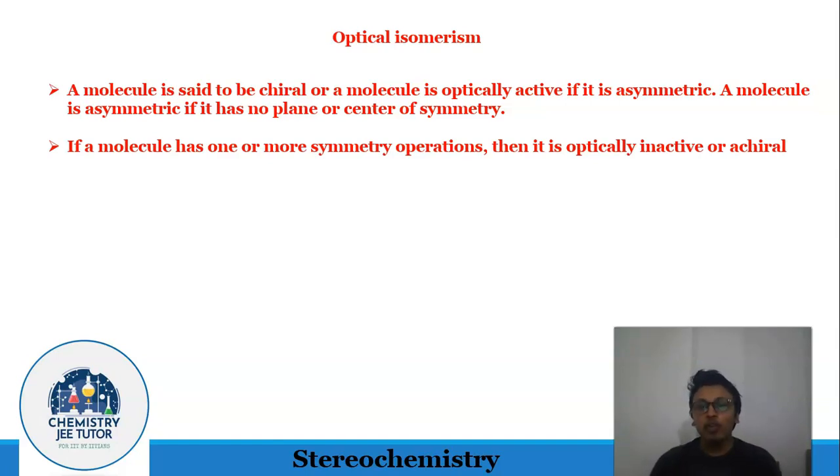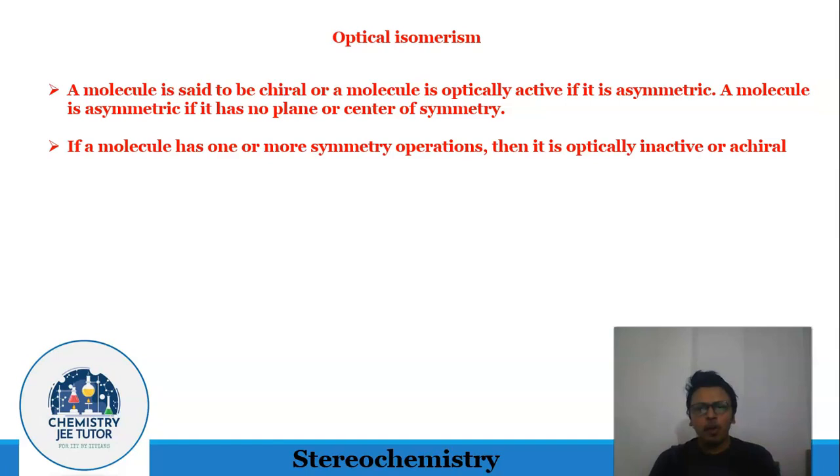A molecule will show optical isomerism, or a molecule is optically active, if it does not have any plane or center of symmetry, or it is asymmetric. That is, it does not show symmetry. As soon as it shows symmetry, it becomes optically inactive or achiral. So a molecule becomes chiral only if it is asymmetric. If you have symmetric things, it does not remain chiral anymore. It becomes achiral. So asymmetry, that is breaking the symmetry, is required in order for a molecule to become optically active and to show optical isomerism.